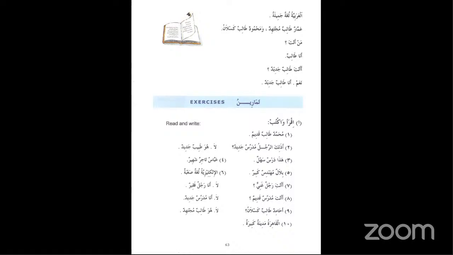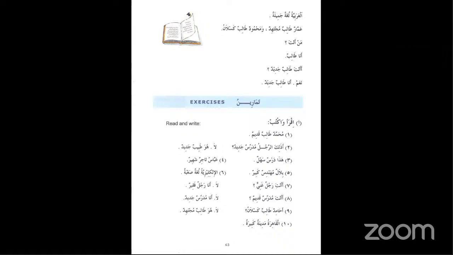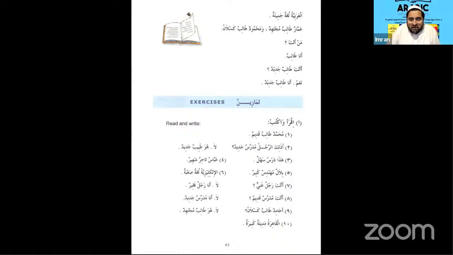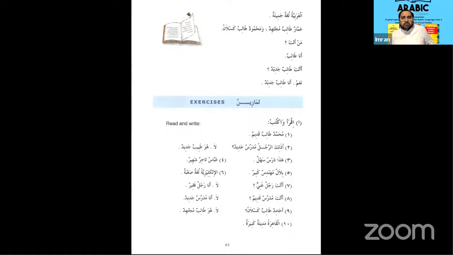Wa Mahmudun talibun kaslanu. And Mahmud is a lazy student. Kaslan is the adjective of talibun. But look over here. The word talibun has dhamma tanween, but kaslan doesn't have the dhamma tanween, even though it's an adjective. Yes, because in the end it came with alif noon. That's the point we're trying to highlight.